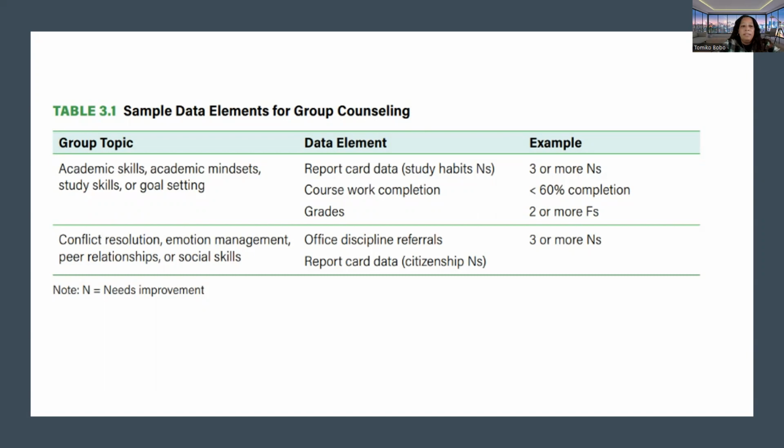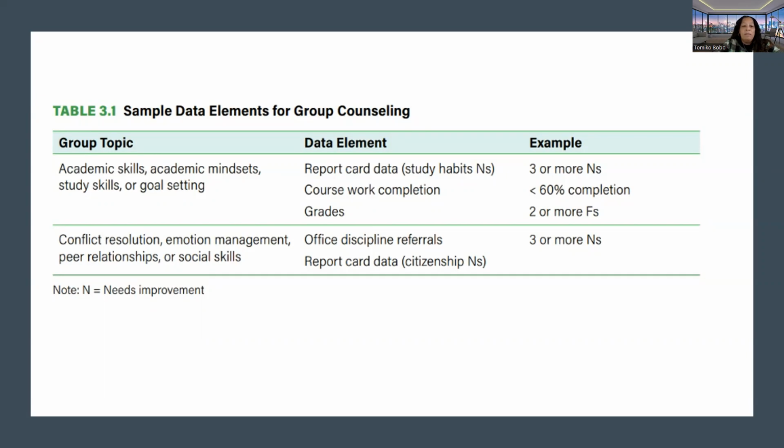So this is the sample data elements for group counseling. For example, if you're going to do an academic skills, academic mindset, study skills, or goal setting group, you would use the data from a report card, coursework completion, or grades. An example of that was 3 or more Ns, less than 60% completion, or 2 or more Fs.